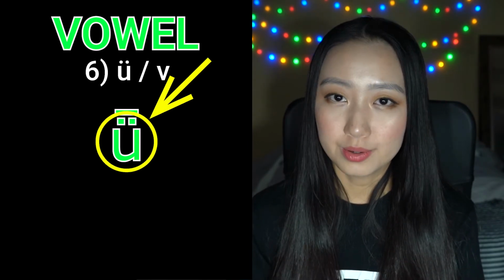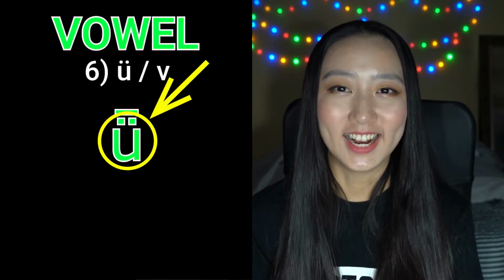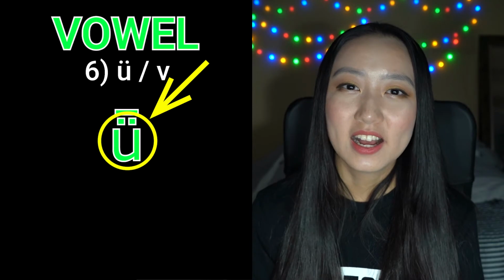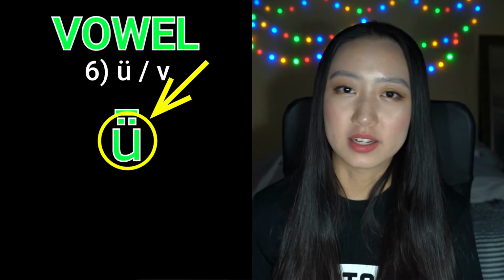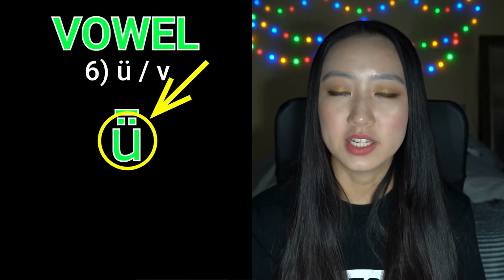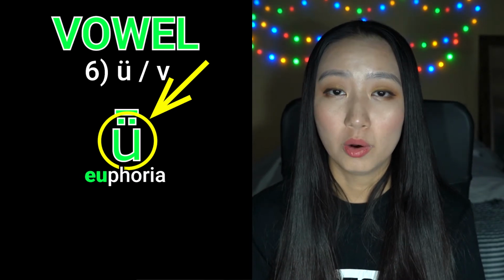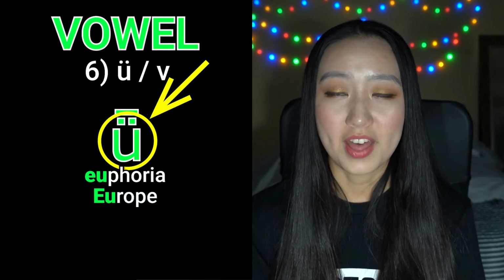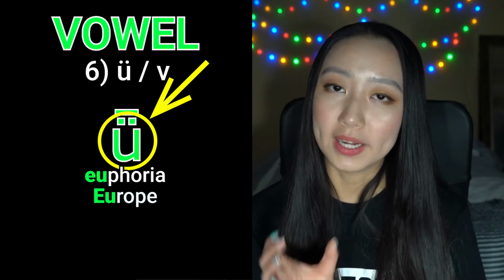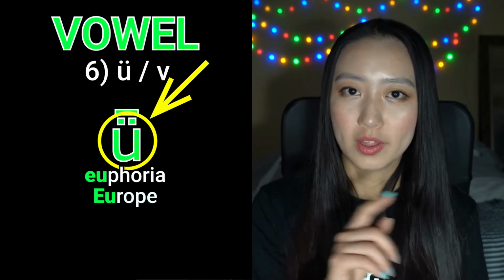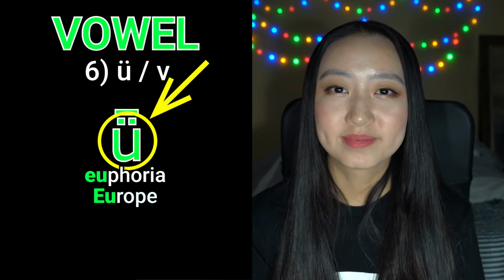Repeat. U. Yeah, it's really difficult, I understand. But the best way I broke it down is if you put the letters EU together. So for example, euphoria or Europe. That the EU sound combined together is really similar to the last root vowel. And that's all 6 root vowels covered.